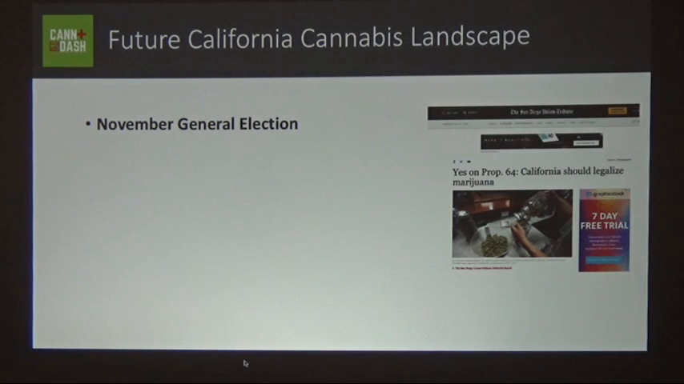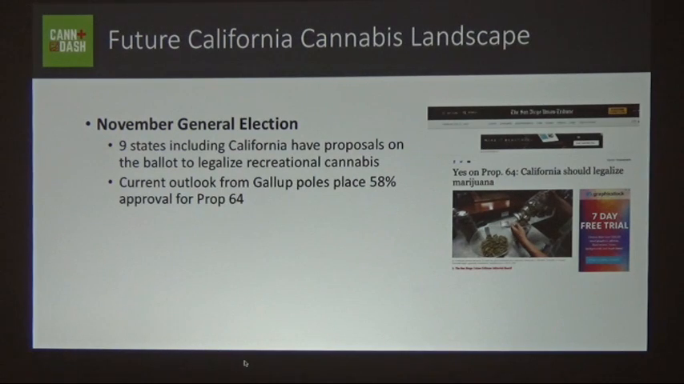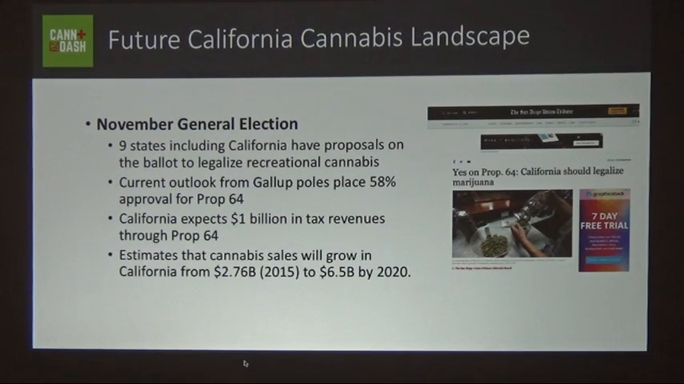As you know, this coming month we're going to have the general election, and there are 9 states that will have a measure on the ballot to legalize some sort of recreational marijuana. The current outlook for the state of California is that 58% are going to approve the proposal on the ballot, which is Proposition 64. California expects about $1 billion in tax revenues from taxing recreational cannabis. Last year was almost $3 billion in sales just for medical marijuana. They estimate this could go up to about 3 times more than it's currently worth if they legalize the recreational part by 2020.